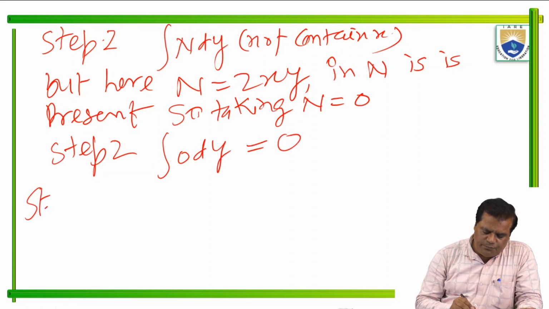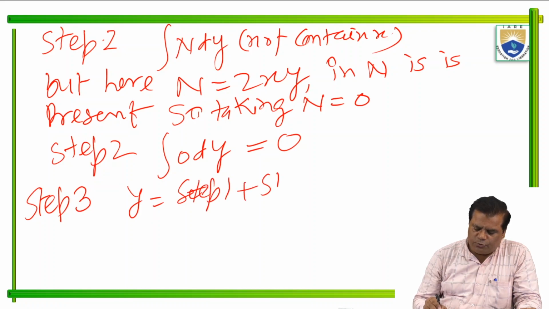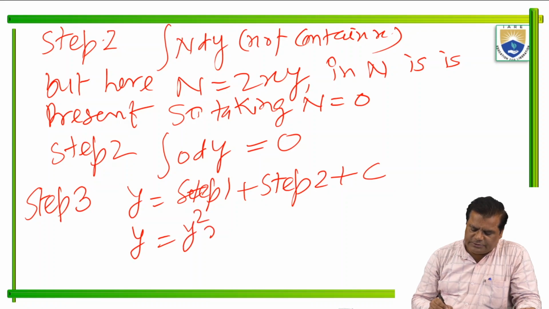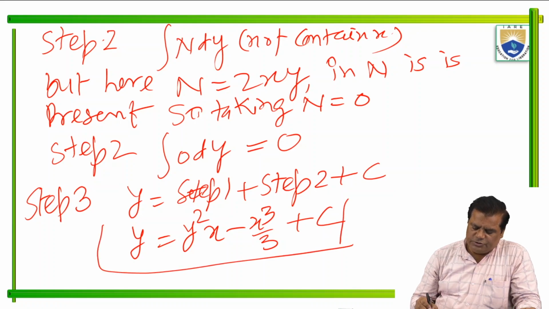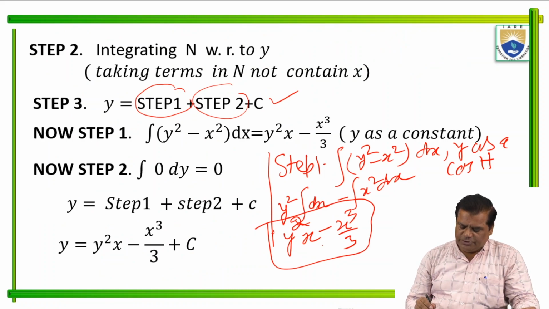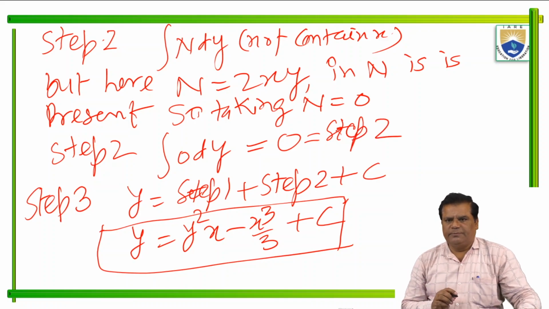Now step 3 is y is equal to step 1 plus step 2 plus c constant. So y is equal to step 1, meaning y square x minus x cube by 3, plus c. This is the solution of the question. This is the solution of step 1 and this is the solution of step 2. Now the total is step 1 plus step 2 plus c.